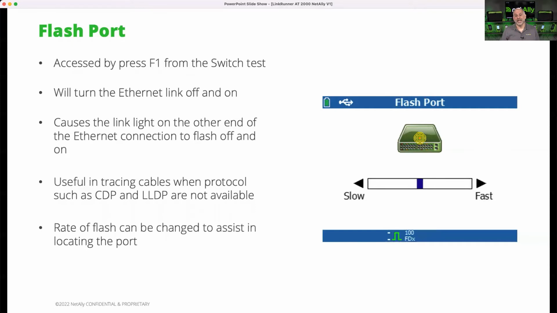We can come in and using our left and right arrow keys, set the speed of that. So now when you look at that switch, other lights may be blinking due to traffic, but you'll see this one that's going off and on at a very constant rate. This is a great way to locate those ports. So whether you're getting CDP and LLDP, or you've got an unmanaged switch where you need to be able to flash that port, using the switch tool on the LinkRunner AT gives us the ability to do that.